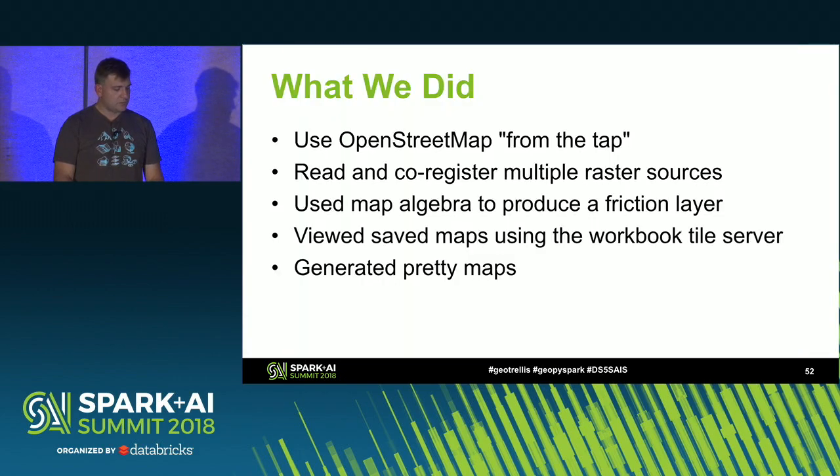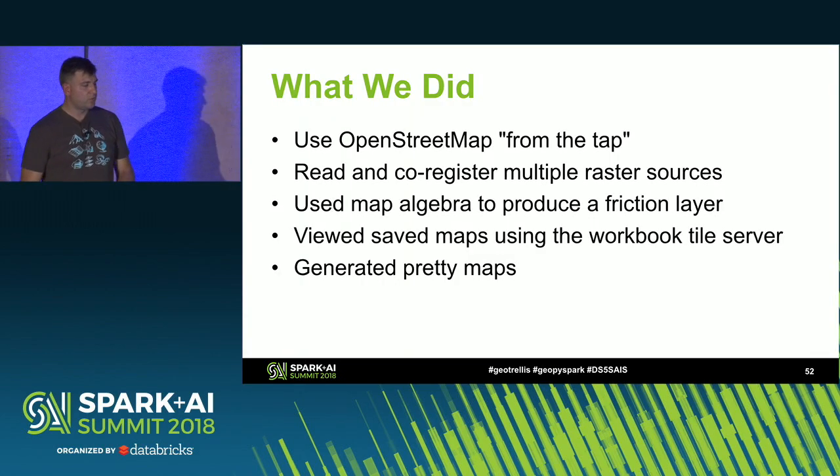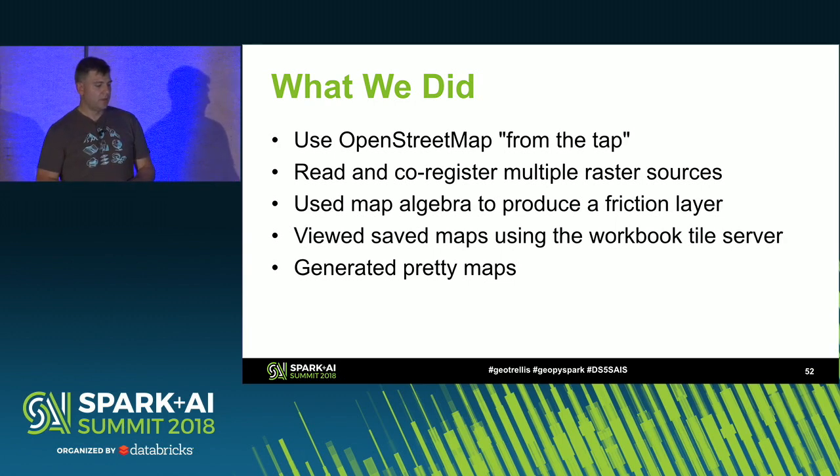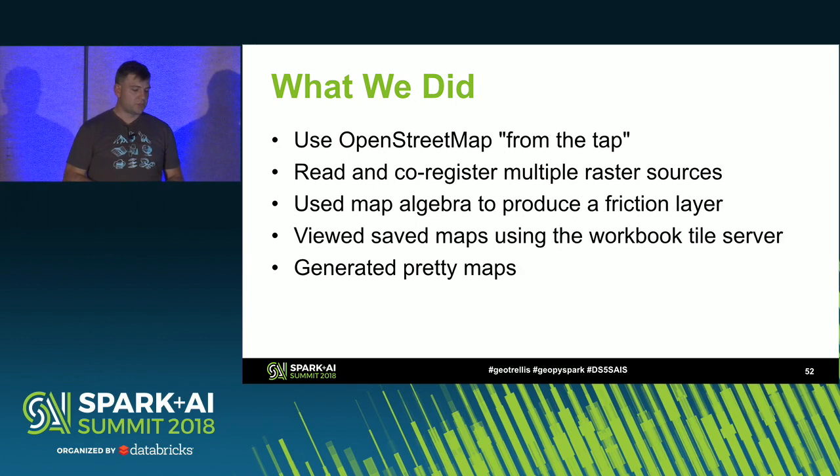All right, so what did we do? Probably the most interesting is using the OpenStreetMap directly from the tap, co-registering the raster layers together and performing an interesting operation on them, seeing them on a map. That's pretty cool.